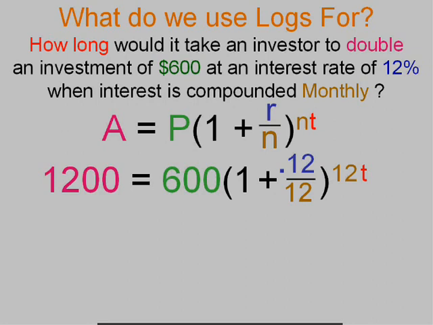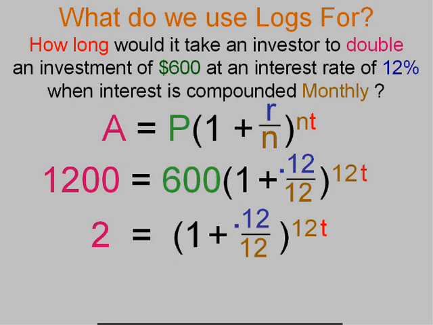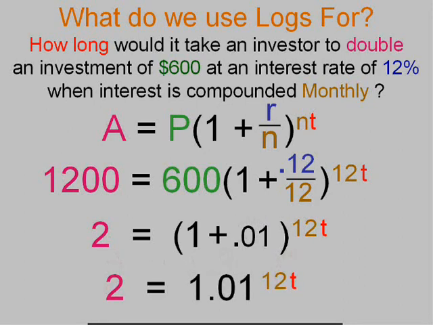Well, let's start solving. I know I can get rid of the 600 by dividing both sides. And 1200 divided by 600 is 2. And I think I can do what's in parentheses, add 1 and 0.01. But I still have a problem here. I've got 12t up in the exponent. Kind of can't reach him, can I? What would you do to both sides?